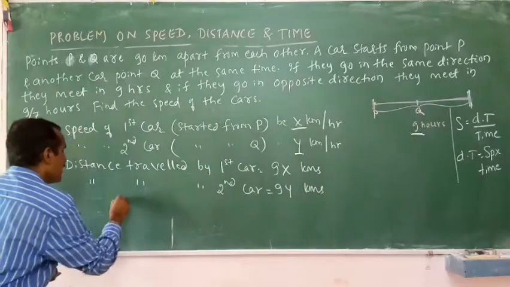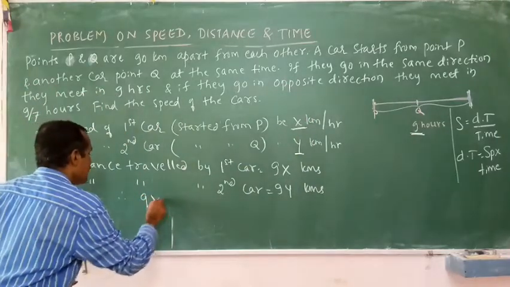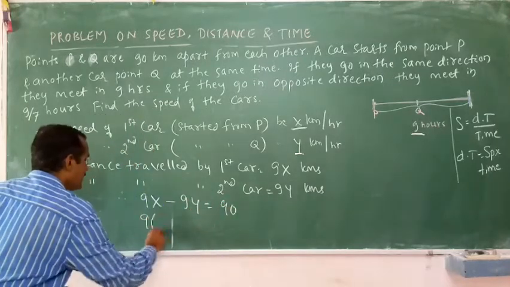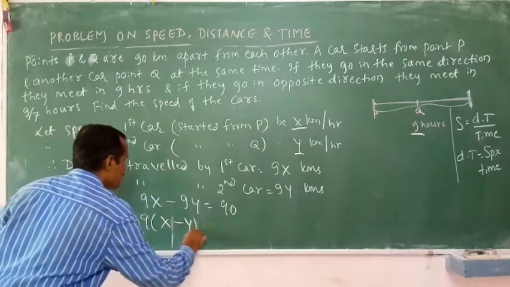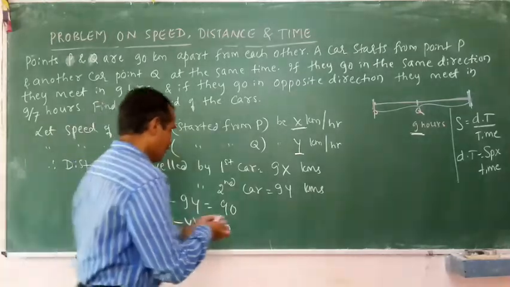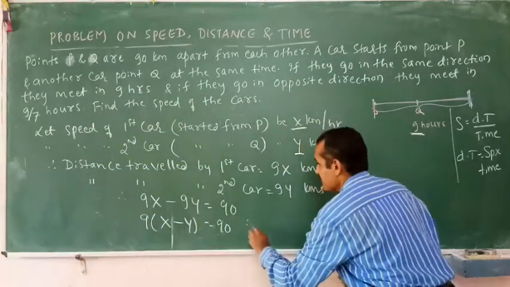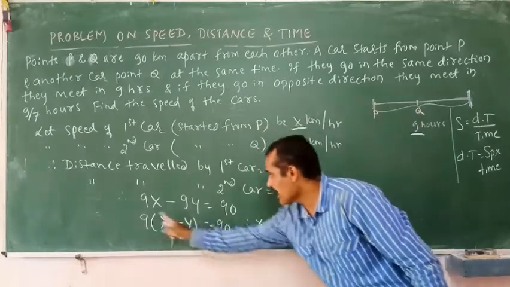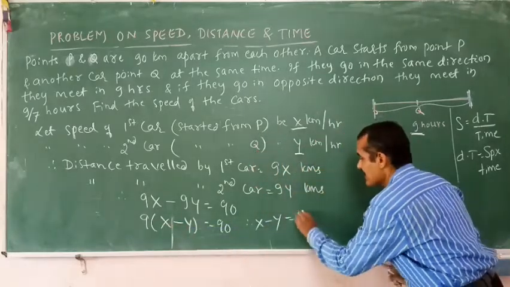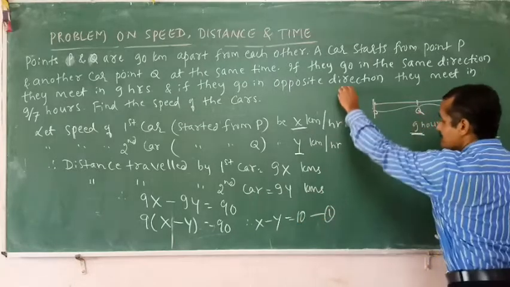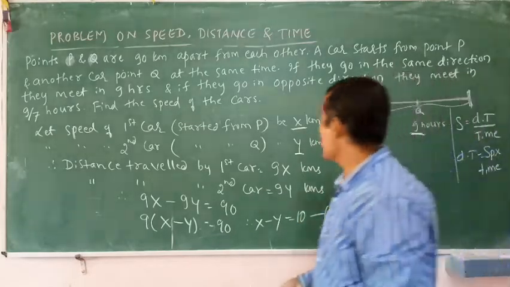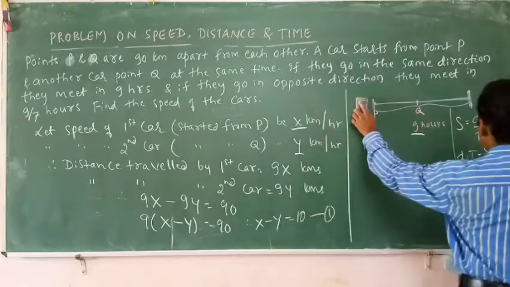Therefore, the first condition is 9x minus 9y is equal to 90. 9 is common, so x minus y is equal to 90 by 9. Therefore, x minus y is equal to 90 by 9, and the answer is 10. Equation number 1. Now, we are going for the second condition.